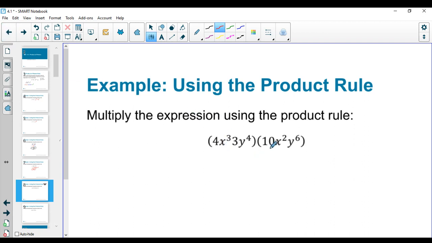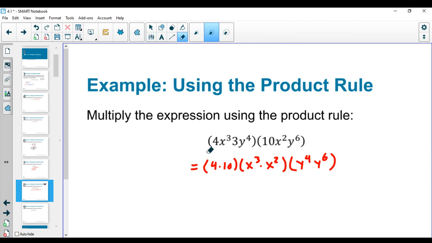Okay, this one, now we have multiple things going on. But again, I can multiply in any order I want, so I'm going to do the 4 times 10 first, and then I'll put the x's together, and then I can put the y's together. Oops, and I missed a number in there, didn't I? Y to the fourth times y to the sixth. There's also a multiplication by 3 in here, and so I can put that with the 4 and 10. So I have 4 times 3 times 10. I put the x's together and the y's together.